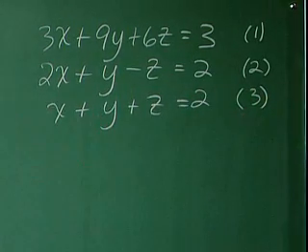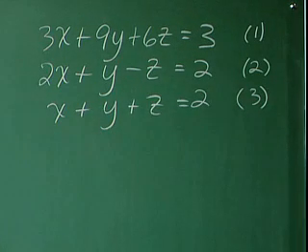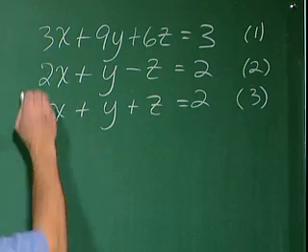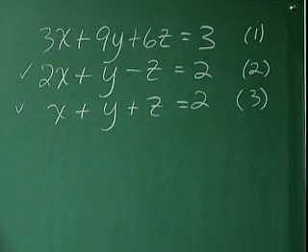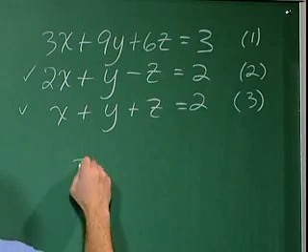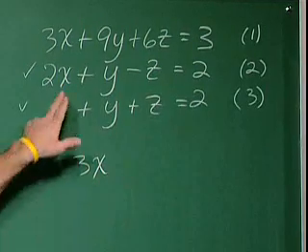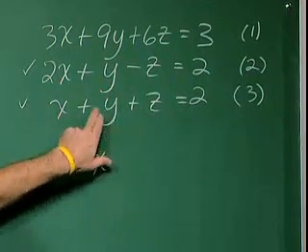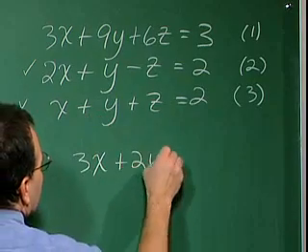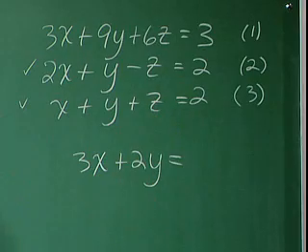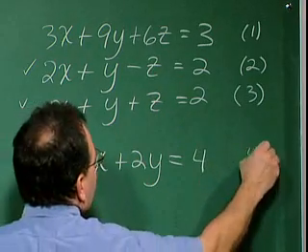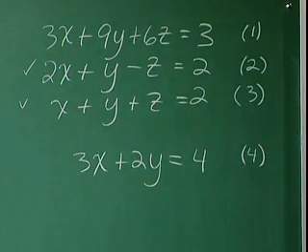We can eliminate z by adding equation 2 and equation 3 together. These 2 equations, if I add them together, you will see that z gets eliminated, and we get what I will call equation 4, which is 3x plus 2y is equal to 2 plus 2 for 4. And I'm going to refer to that as equation 4.